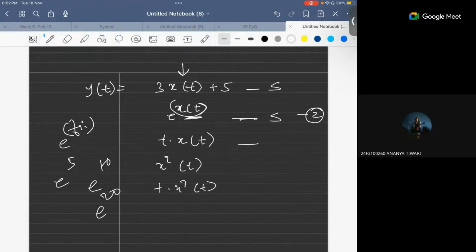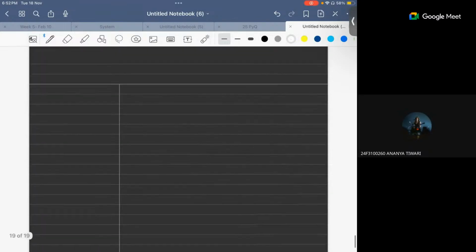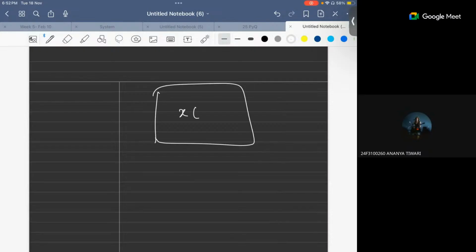What about the third case? If you are putting a finite value, it is not stable, because x(t) is finite, but this t can be infinite, right? Are we putting any limit on t? No. We just kept the limit on x(t). Are you getting me? See, this is a signal, this is a system x(t). This is a system t times x(t).